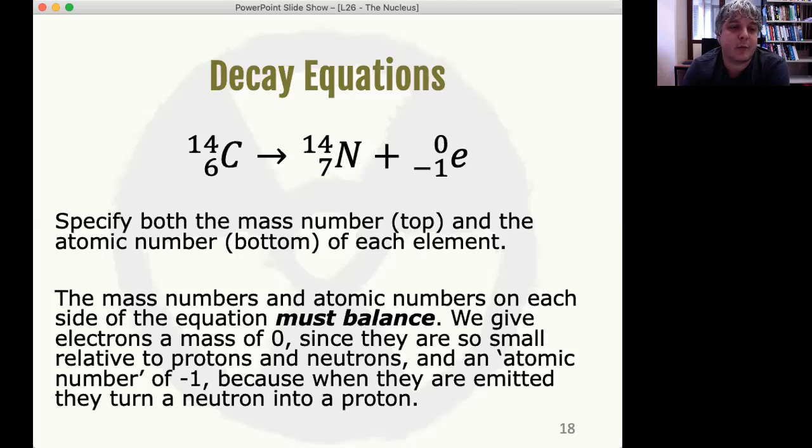So we can add that up. 14 equals 14 plus 0. That's perfectly balanced. On the bottom, we do the same thing. 6 equals 7 minus 1. Again, perfectly balanced. So that decay equation is balanced.